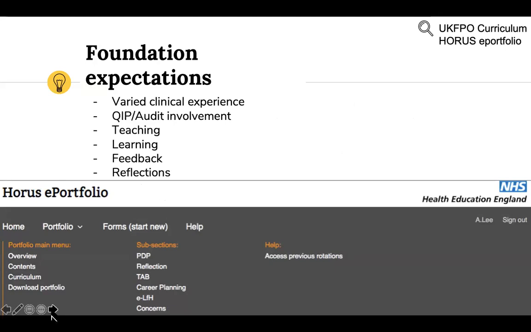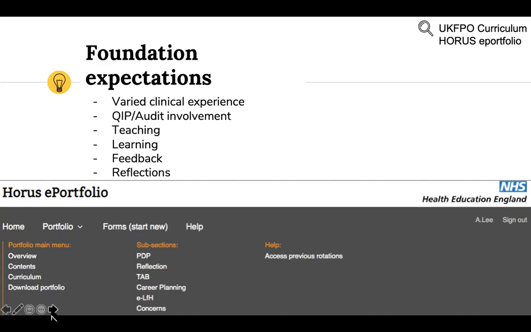So there's a mandatory number of hours of teaching you will need to attend, as well as the opportunity to give teaching in your respective departments, as well as learning. So the main emphasis is on learning, which is under the Horus ePortfolio. So in terms of learning, you'll have to document your supervised learning events, as well as reflections on interesting cases you've encountered. And then there's also opportunity for feedback, for others to give you feedback on your practice, and for you to give feedback on the practice of others that you work with.